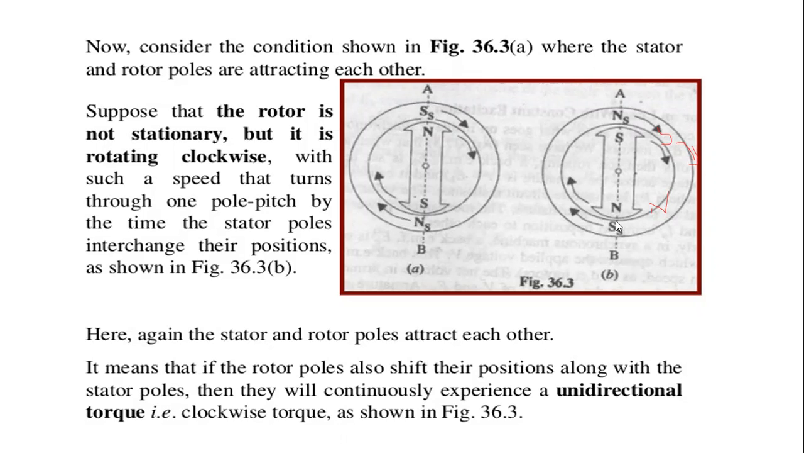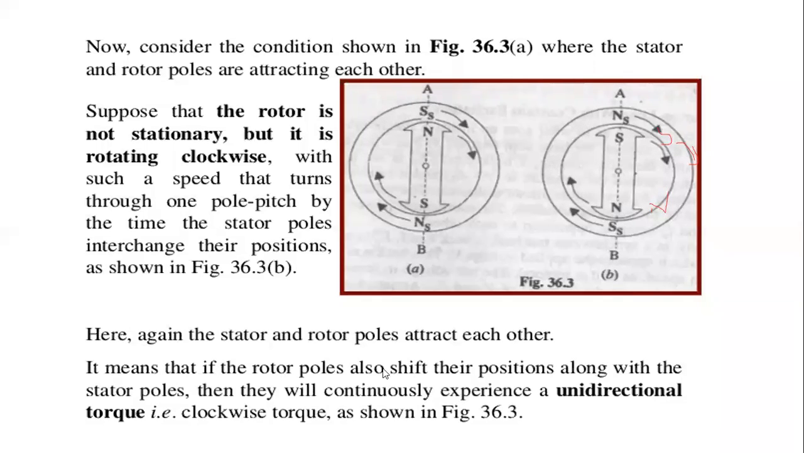Here again the stator and the rotor poles are attracted. Here also two different poles are there. Due to that rotation the north pole and south pole change. After one pole pitch the stator poles are again changed. In this condition also two different poles are placed at one place and two different poles at another place. Therefore the different poles will be attracted to each other.